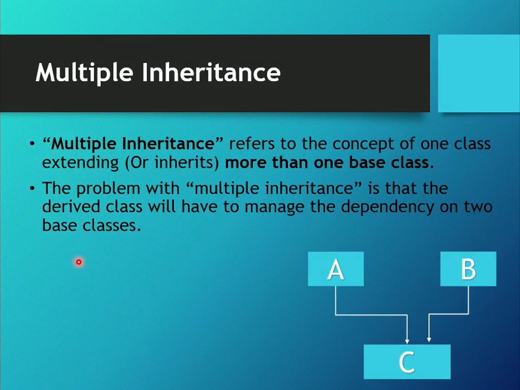Next we are going to see multiple inheritance. Multiple inheritance refers to the concept of one class extending or inheriting more than one base class. The problem with multiple inheritance is that the derived class will have to manage a dependency on both classes. In Java, we cannot implement multiple inheritance in the normal way, so we use interfaces.